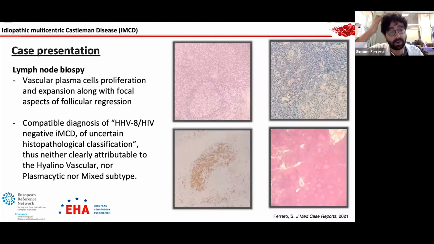So we performed a surgical lymph node biopsy of the adenopathies, and the histological report showed vascular plasma cell proliferation and expansion, along with focal aspects of follicular regression. So overall, the histological report was compatible with an HHV8-negative, HIV-negative idiopathic multicentric Castleman disease of uncertain histopathological classification.